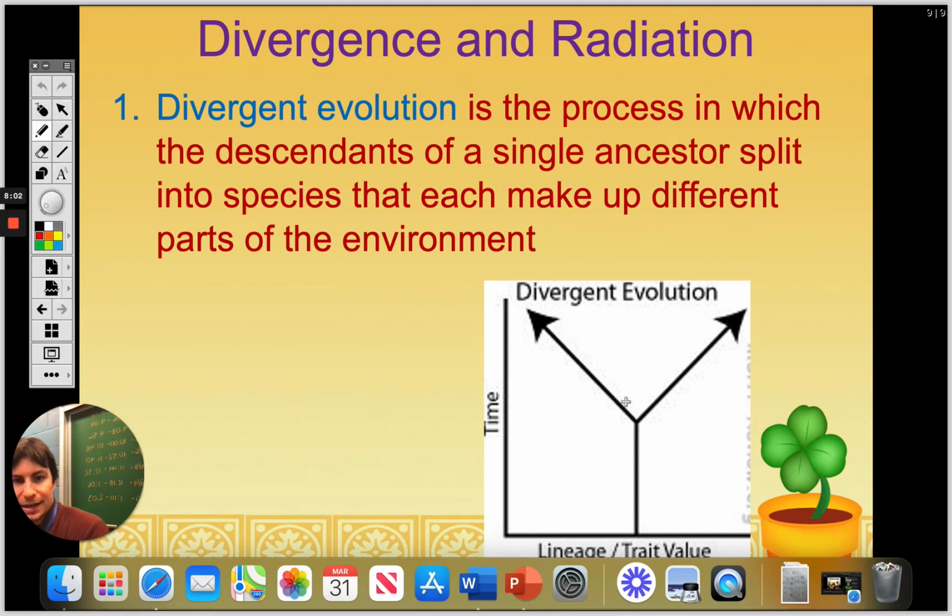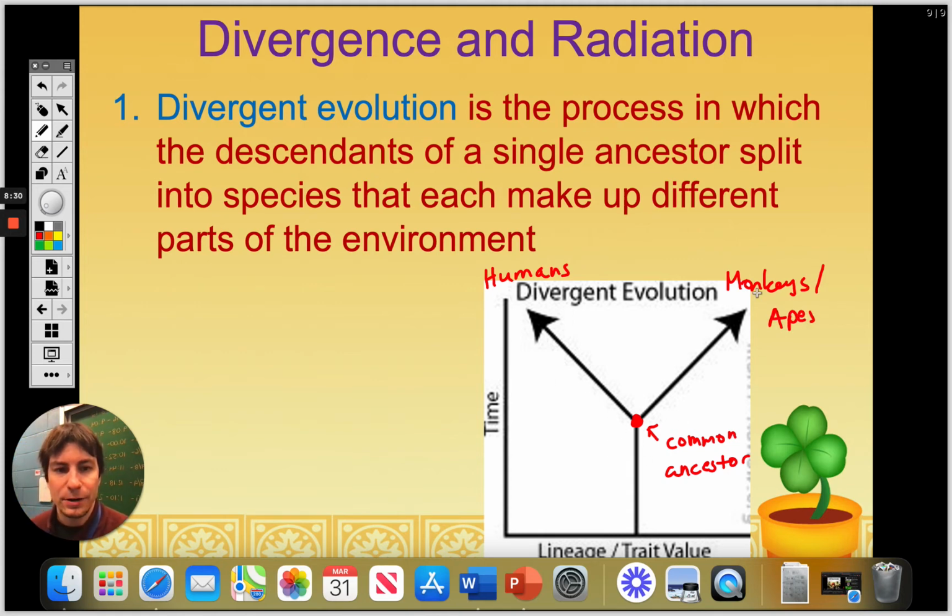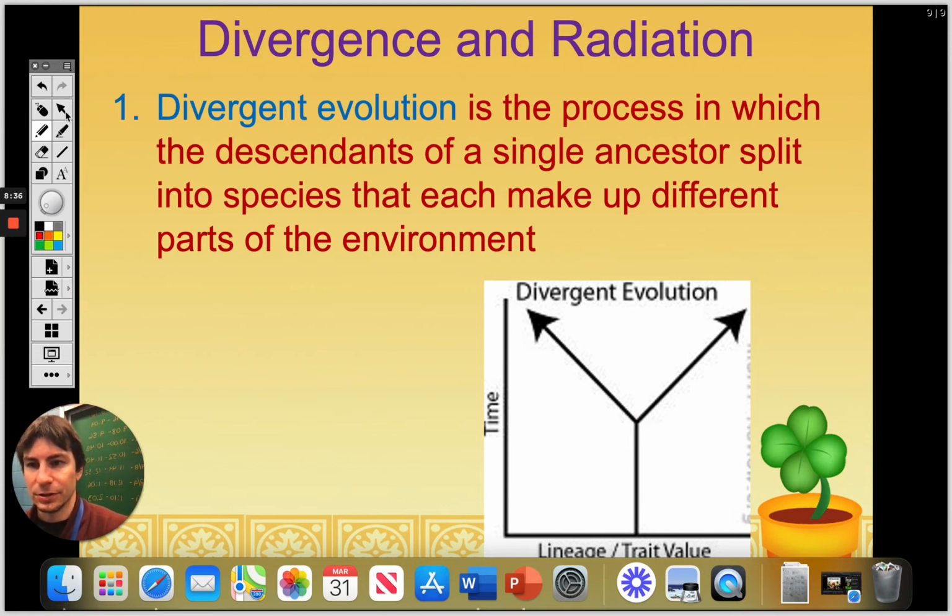So divergent evolution is we have right here, anytime you see a node there, that means that was a species at one time. That's our common ancestor. That species went extinct. That was able to give rise to humans on the one side and monkeys, apes on the other side. That is one species going extinct and diverging into completely different species. So that is divergent evolution. Pretty simple because diverge, literally, is like a fork in the road and you're separating there.